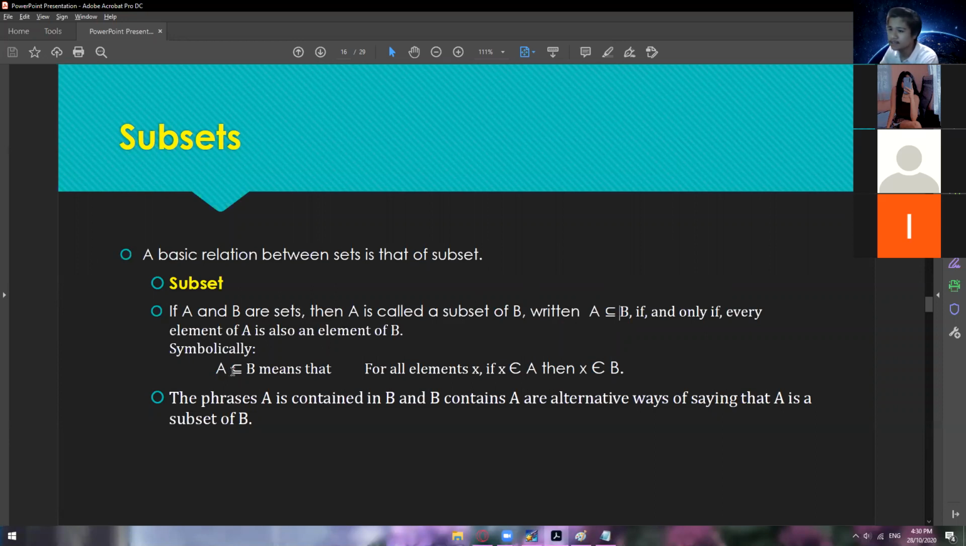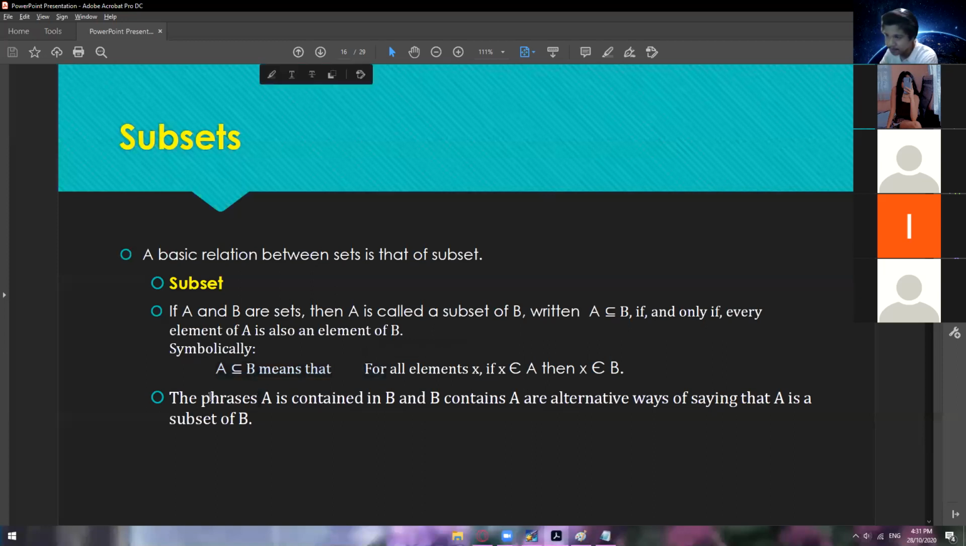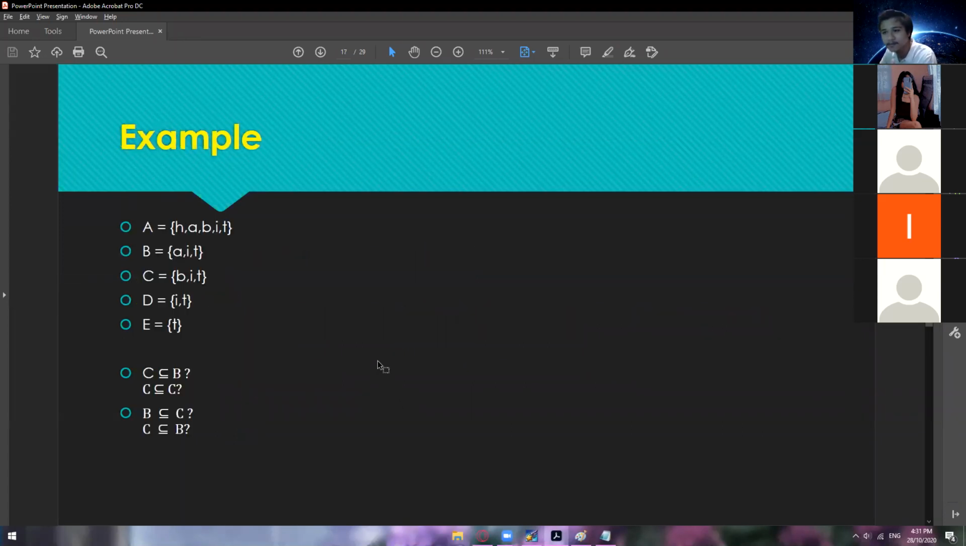Symbolically, A is a subset of B means that for all elements x, if x is an element of A, then x is also an element of B. If you didn't understand this, we have a phrase here: A is contained in B, and B contains A, are alternative ways of saying that A is a subset of B. If you still don't understand what a subset means, we have an example. We have sets A, B, C, D, E, and some questions later on. For now, let's focus on sets A, B, C, D, E.